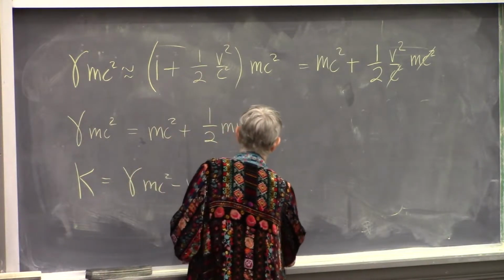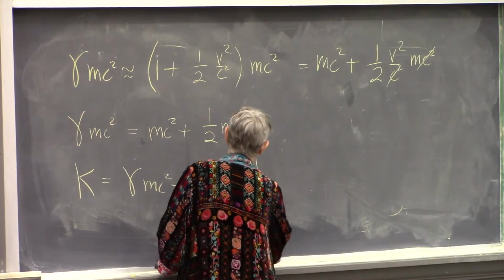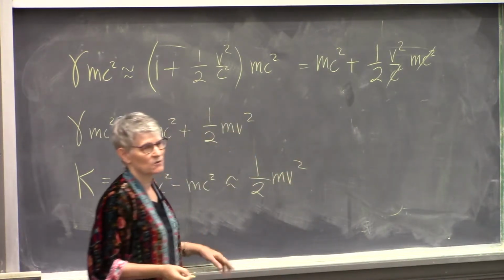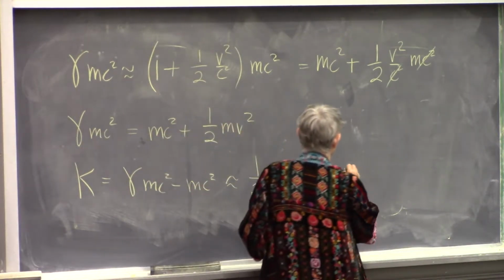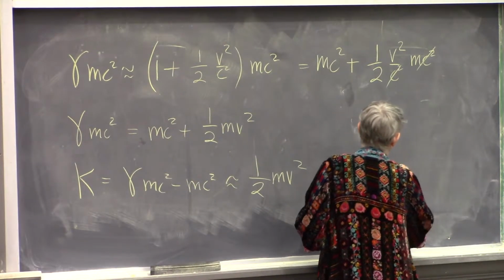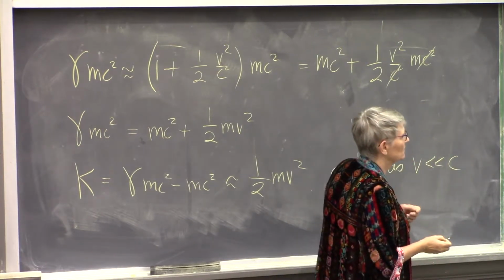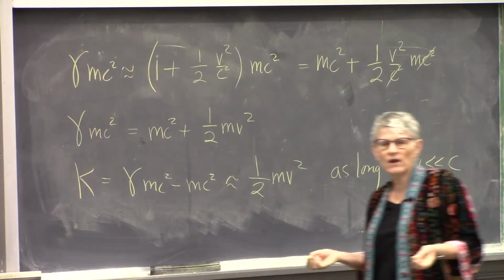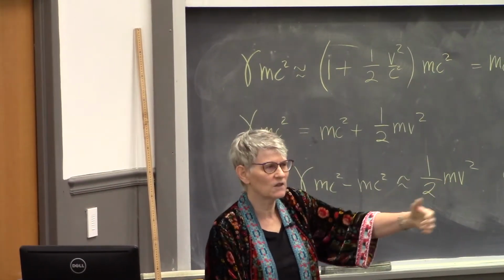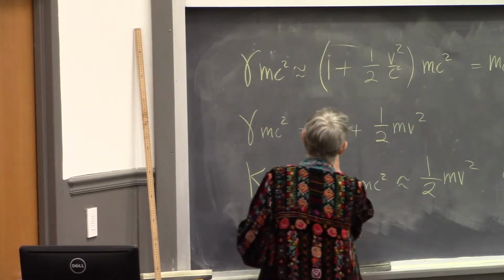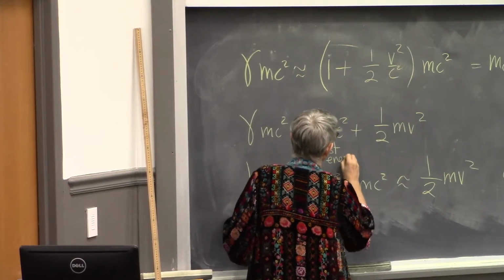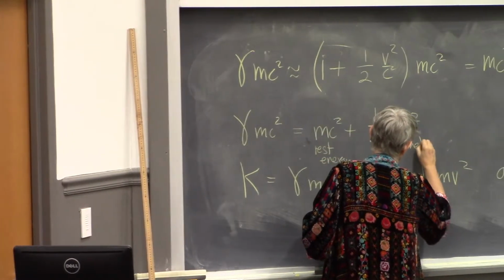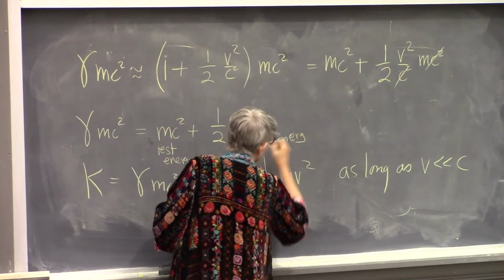And it just comes out to approximately a half mv squared, as long as the speed is much less than the speed of light. So as long as this quantity is really small, at ordinary speeds, we can calculate the kinetic energy, the additional energy to the rest energy. So here's our rest energy. And here's our kinetic energy.